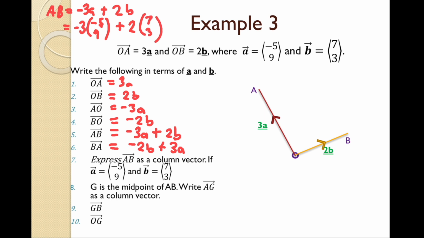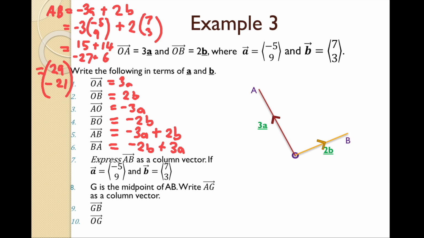So negative 3 times negative 5 is what? 15 and negative 27. Remember, a negative times a negative is a positive, and a negative times a positive gives us a negative. We're going to add that to 2 times 7, which is 14, and 2 times 3, which is 6. So 15 plus 14 is 29, and negative 27 plus 6 is negative 21. Anybody got this answer? Lovely.